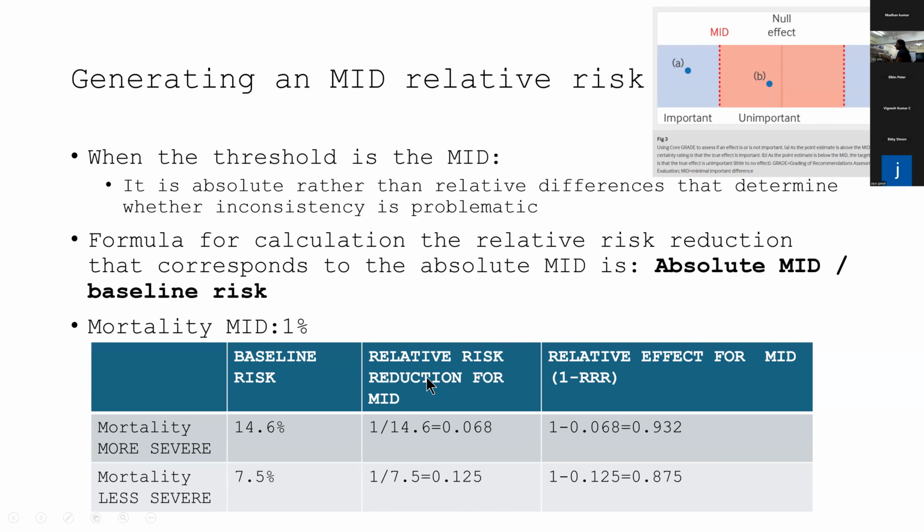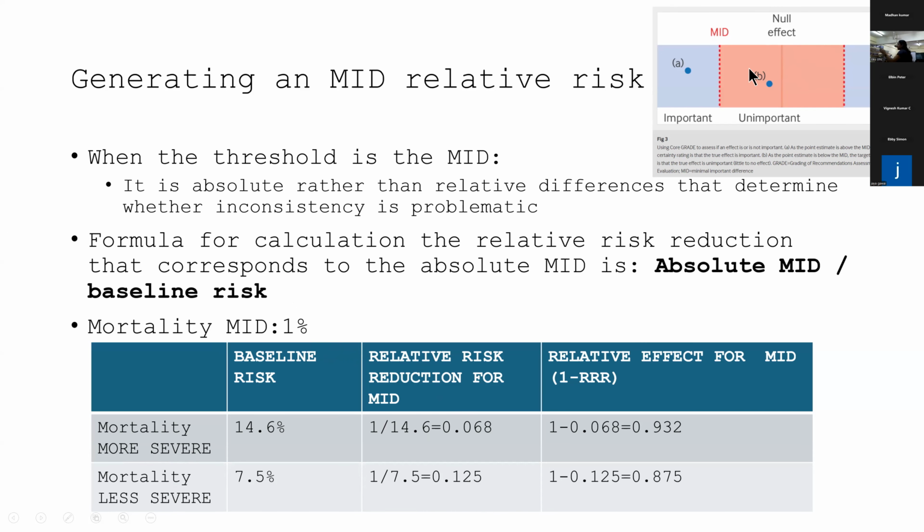The next thing, formula for relative risk reduction. How do you convert the MID to a relative risk reduction? The formula is your absolute MID divided by the baseline risk. So for the more severe pneumonia, it's 1 divided by 14.6, which is 0.068. For the less severe pneumonia, it is 1 divided by 7.5, which is 0.125.